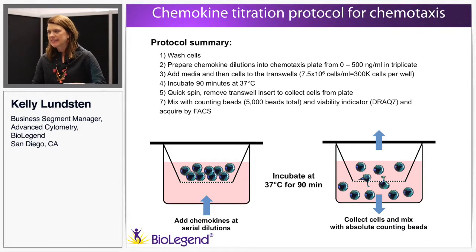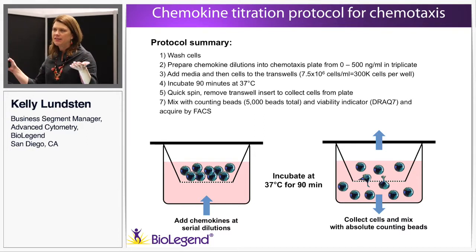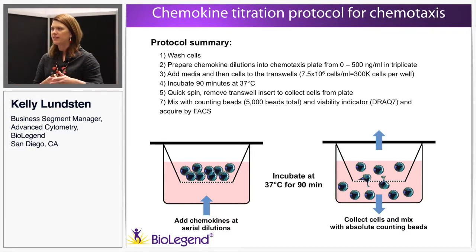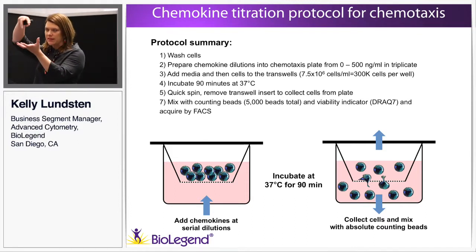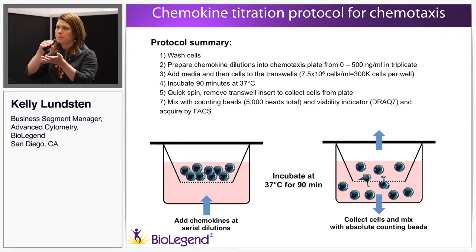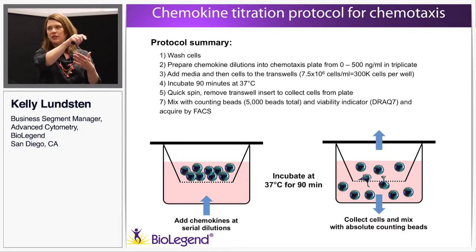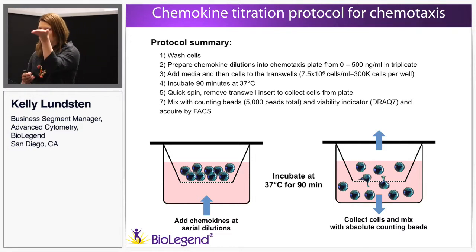So just to begin with the chemotaxis assay, I would begin by plating a dilution series from 0 to 500 nanograms per mil of the chemokine of interest that we know was specific for that receptor. We would add media to the wells so that the cells wouldn't stick to the wells, and then we would add in about 7.5 million cells per mil, which ended up being about 300,000 cells per well. You let it sit there at about 37 degrees for about an hour and a half to get chemotaxis. You give it a quick little spin just to make sure that nothing's sticking to the bottom of the actual well.